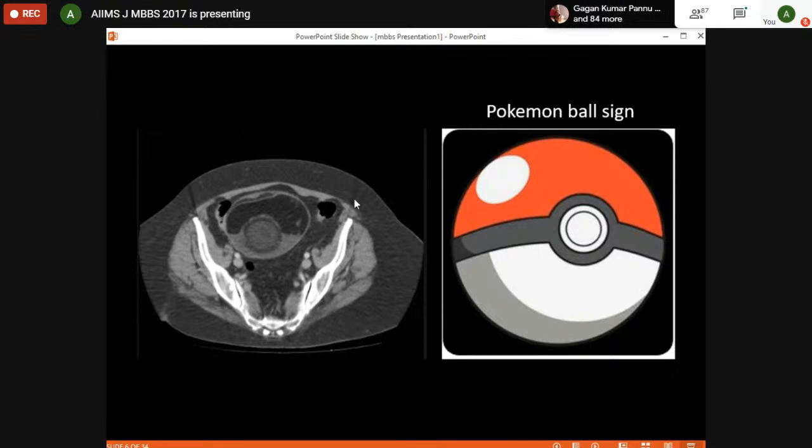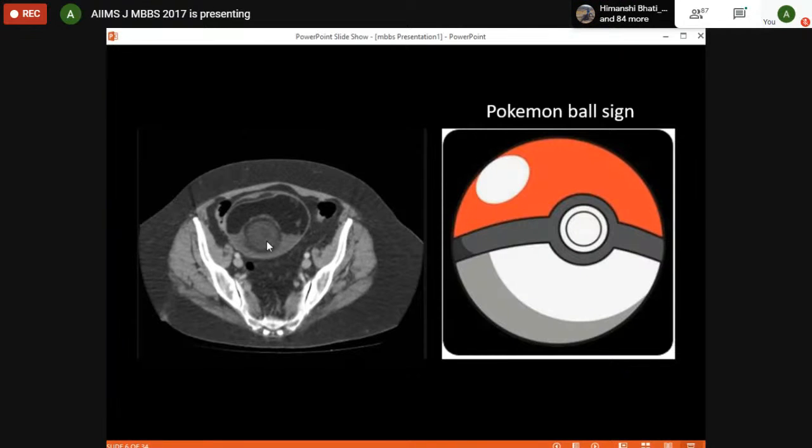So what is specific here is we don't always see a Pokemon ball sign on CT, but we see it very frequently. Whenever you see this kind of sign, you're 100% sure that this is a teratoma. Okay. So from this particular slide, the take-home message will be Pokemon ball sign, which will be given in a teratoma. Why?